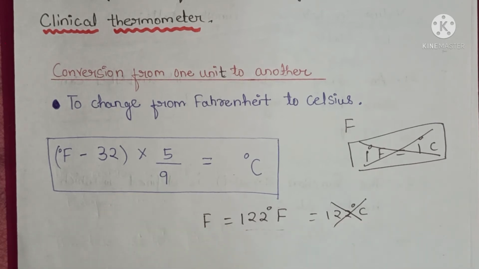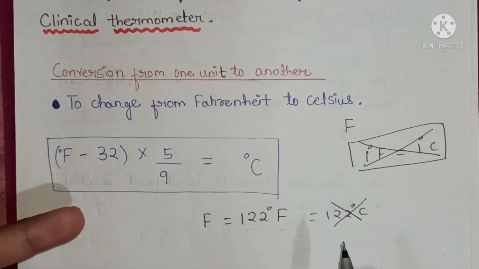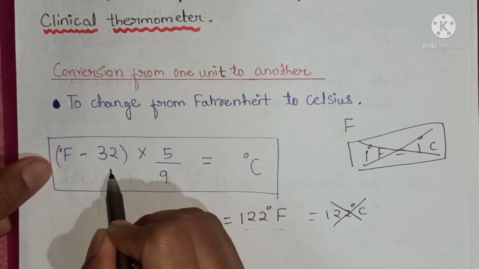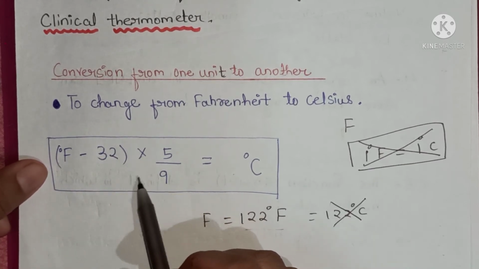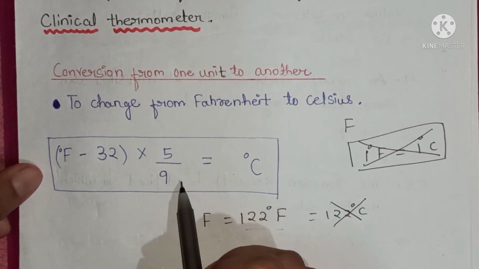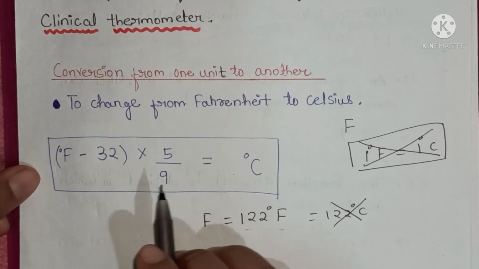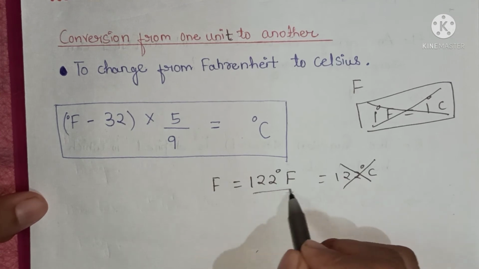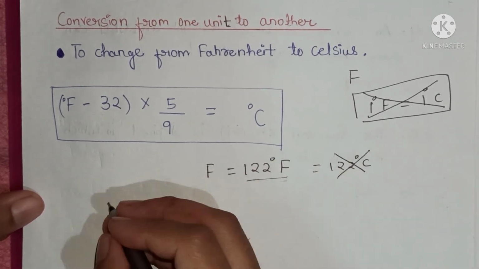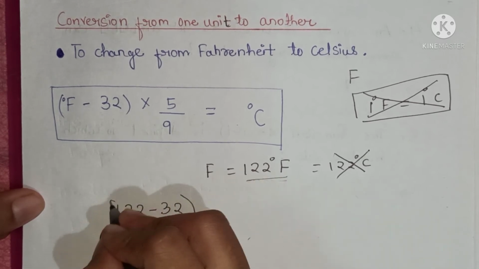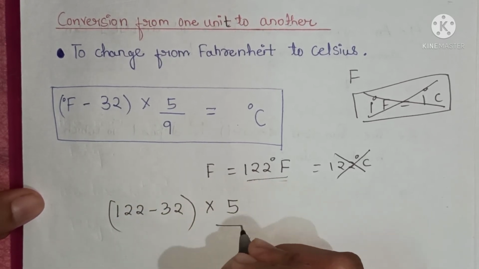There is a formula to change from Fahrenheit to Celsius. 3 steps we have to follow. First of all, we will subtract 32 from the Fahrenheit. Then we will multiply by 5 and divide by 9. The result will be in degree Celsius. So let us start with 122 degree Fahrenheit. So first step is subtract 32, then multiply by 5 and divide by 9.